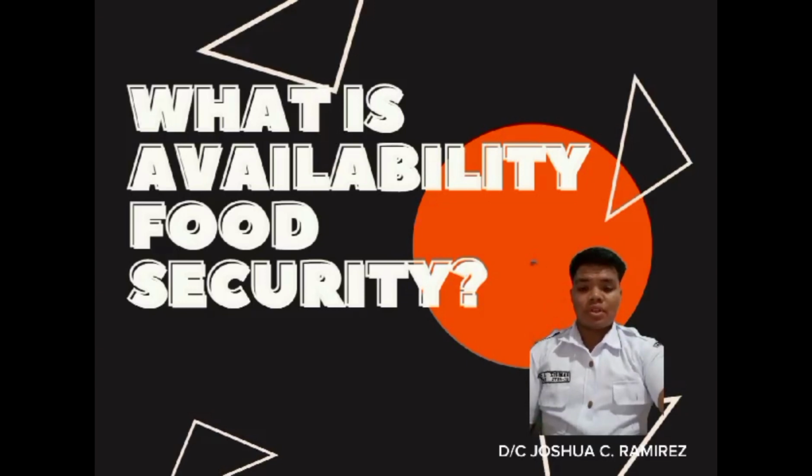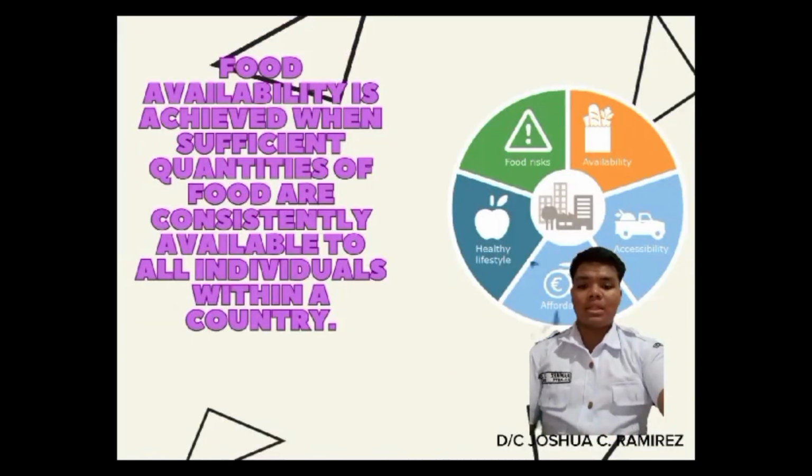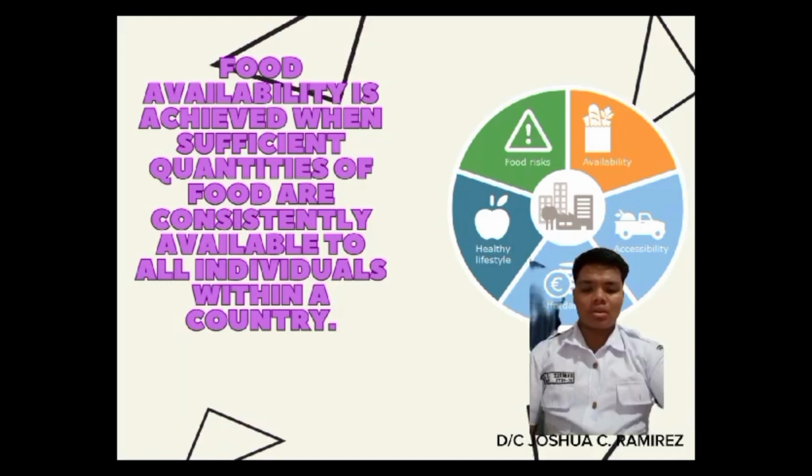So, first, what is availability in food security? In the context of food security, it refers to the presence of a sufficient quantity of food at both the national and household levels. It's about having an adequate and stable food supply to meet the dietary needs of the population.